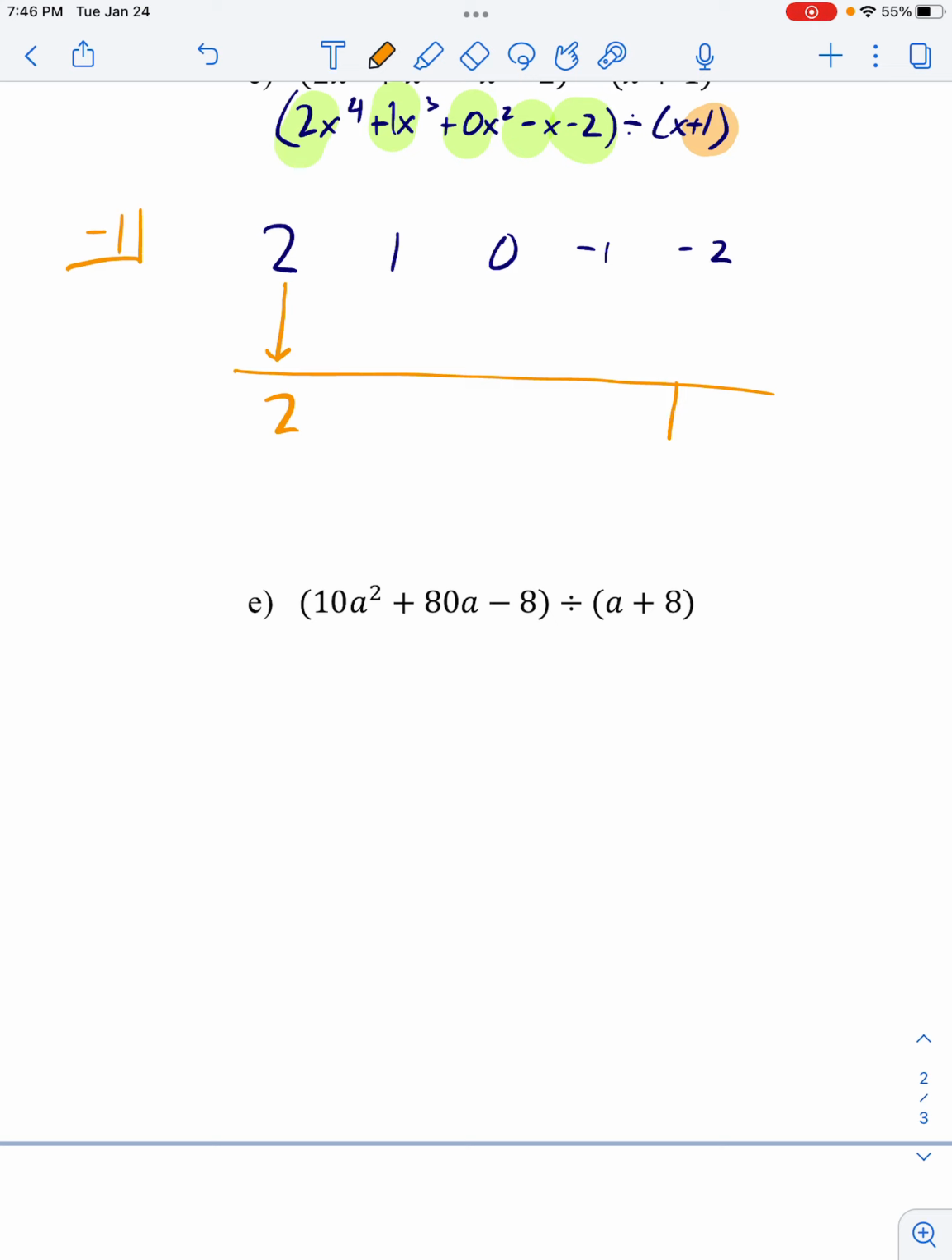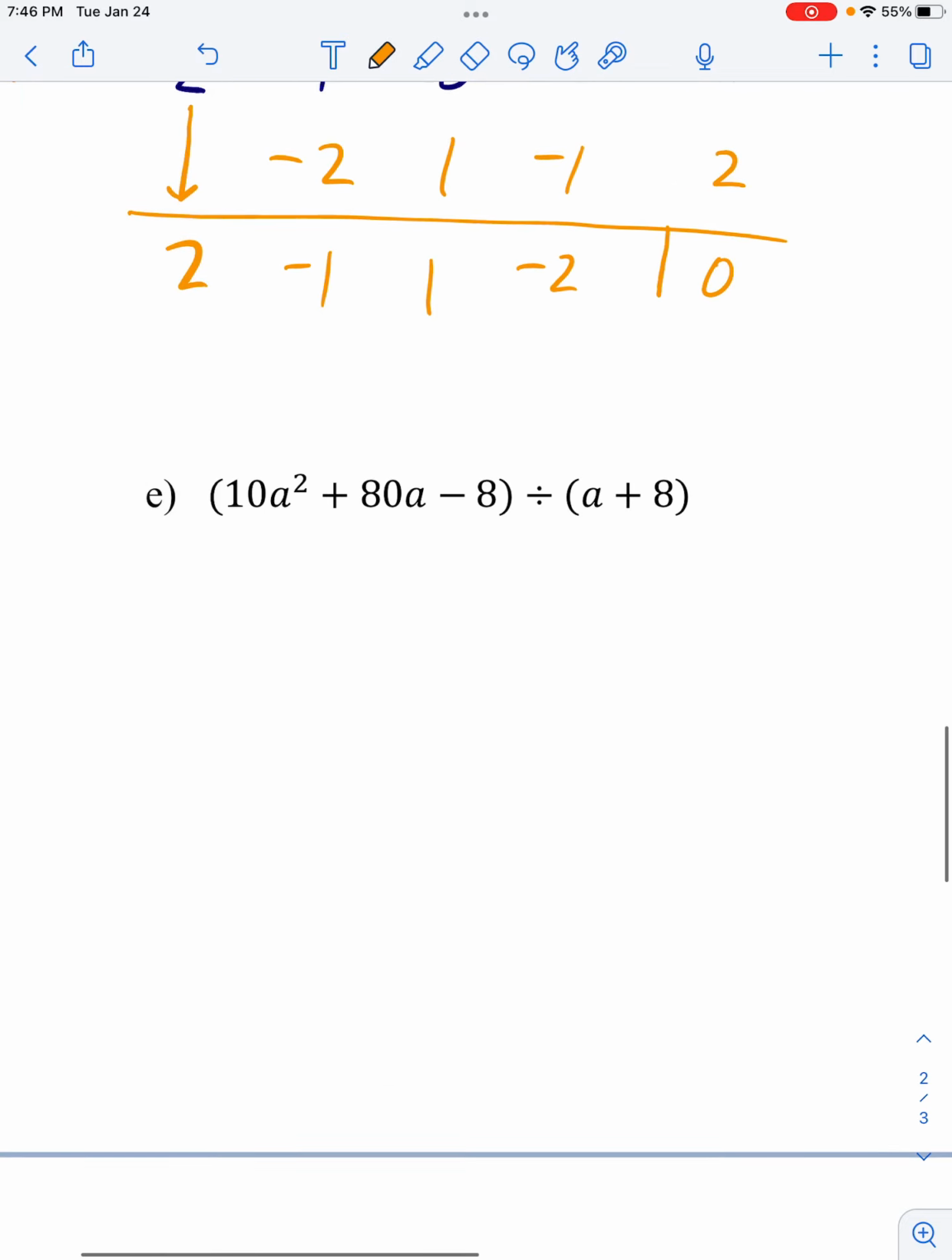Again, multiply, add, multiply, add. You just alternate. Negative 1 times 2 is negative 2. 1 plus negative 2 is negative 1. Negative 1 times negative 1 is 1. 0 plus 1 is 1. Negative 1 times 1 is negative 1. Negative 1 plus negative 1 is negative 2. And negative 1 times negative 2 is positive 2. Negative 2 plus 2 is 0. So there's no remainder again.